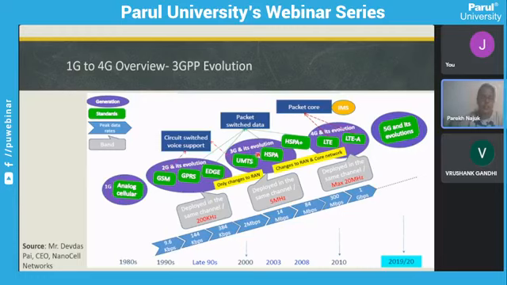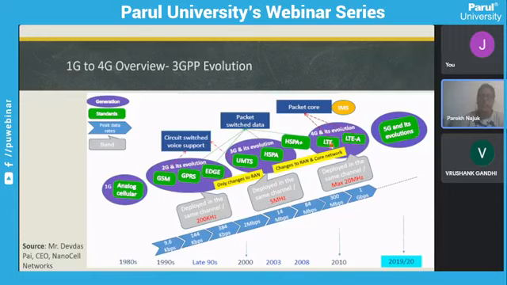Okay, that means you text your friend. You text through the messages, right? So that is one evolution. It comes in the 3G. After that, you have the 4G, which starts from 2010. It is also known as LTE and LTE Advanced.